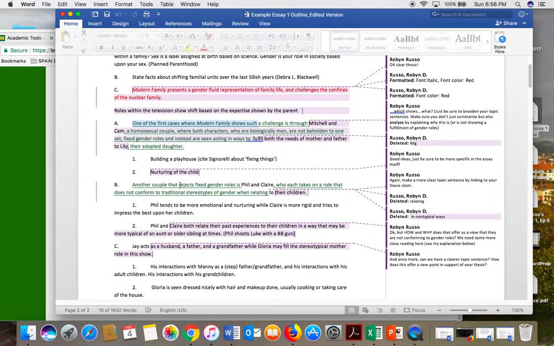Another couple that rejects fixed gender roles is Phil and Claire, who each takes on a role that does not conform to the traditional gender stereotypes when relating to their children. Clear topic sentences then set us up for having clearer claims in our body paragraph. Because once you've made a claim, what you're going to need to do is cite the specific part of the show that you're going to want to look at.